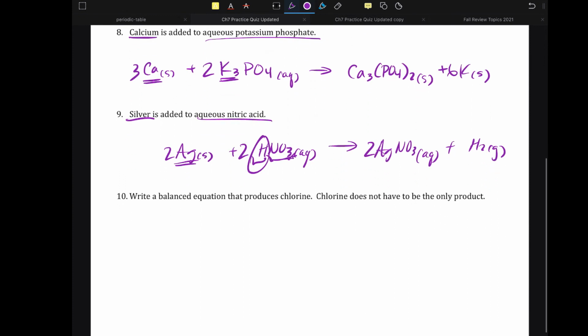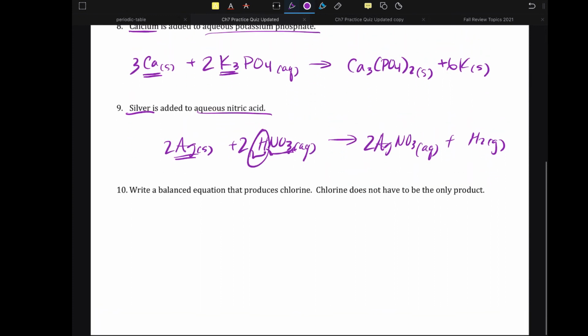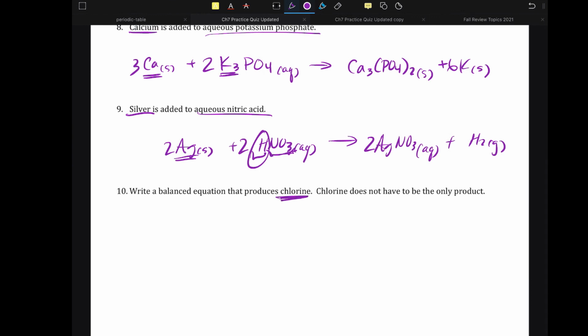All right, next up, write a balanced equation that produces chlorine. It doesn't have to be the only product. So here, what I would do is I'd start by thinking to myself, what is chlorine, right? Chlorine is an element. Then I would look through all my types of reactions or scroll through them in my head and figure out what type of reaction can produce an element.